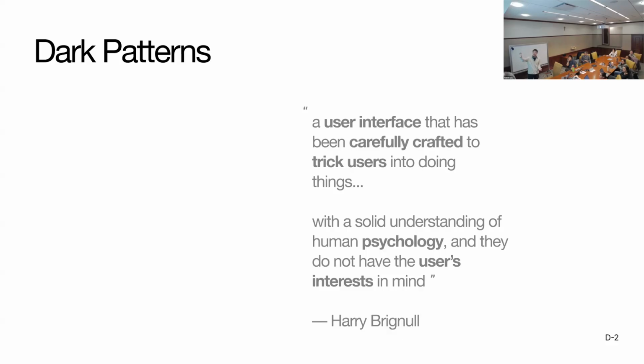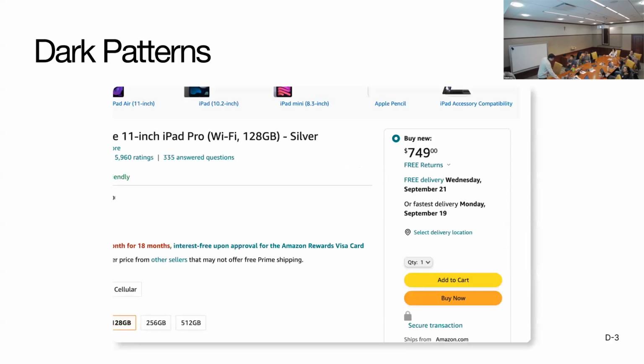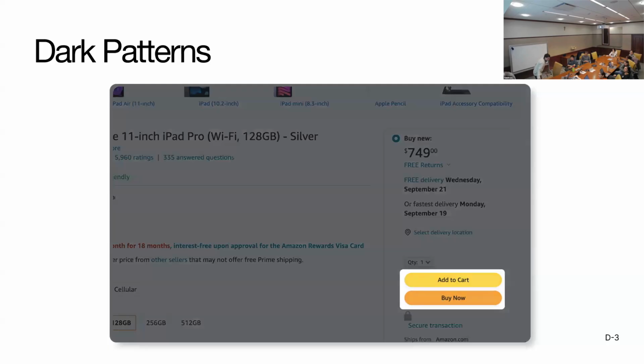Dark patterns are user interfaces that have been carefully crafted to trick users into doing things with a solid understanding of human psychology, and they do not necessarily have the user's interest in mind. Just to provide you with an example, when you go to websites like Amazon, you notice that there are two buttons here. One is add to cart, one is buy now. And they intentionally designed these to be in different colors. Do you know why? Because a more prominent color, the bright orange used on buy now, will unconsciously lead you to click on it more likely versus add to cart.